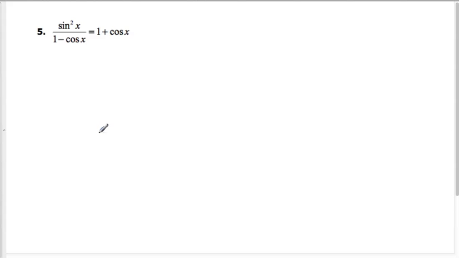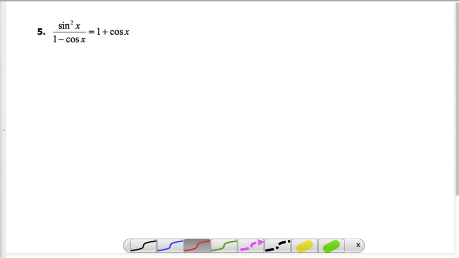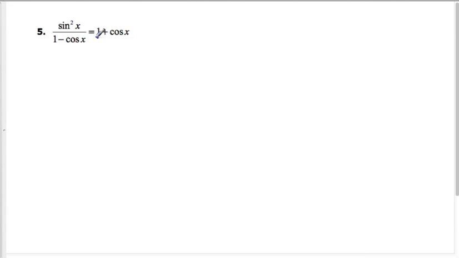Number 5. Alright, so you have the left and right side. Still, I think the left side is more complicated, so I'm going to go with this side. I see the 1 minus cosine in the denominator, and the 1 plus cosine. This is where I want to go. So I have to change the sine in terms of cosine.